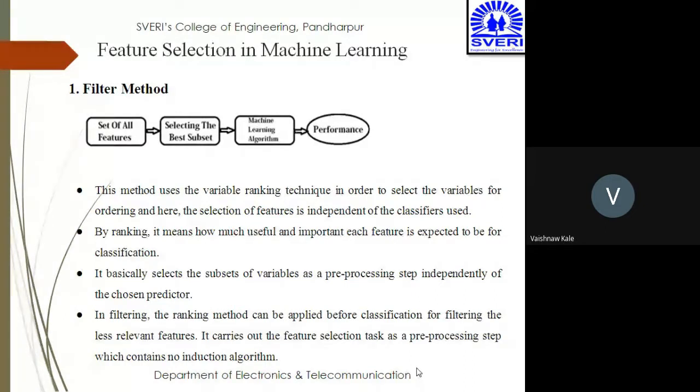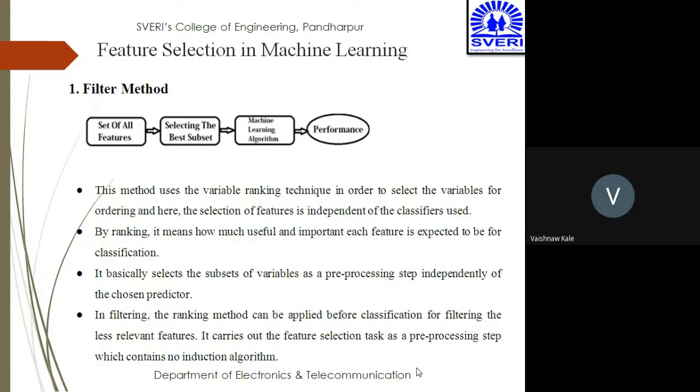This method uses variable ranking technique in order to select the variables for ordering, and this selection of feature is independent of the classifiers used. So कोई भी classifier use करो उसका कोई संबंध नहीं है, क्योंकि features हम जो select कर रहे हैं वो मेन आपका मशीन लर्निंग एल्गोरिदम से पहले का पार्ट है। तो मशीन लर्निंग एल्गोरिदम में इफ यू आर यूजिंग क्लासिफायर और रिग्रेशन, व्हाटएवर यू आर यूजिंग, दैट इज अ डिफरेंट पार्ट.